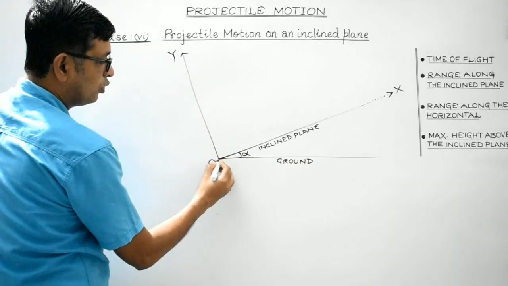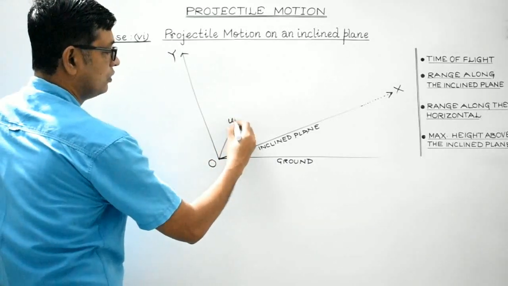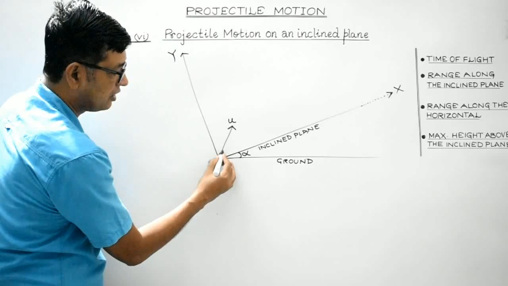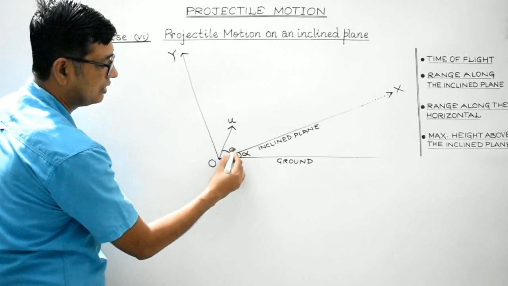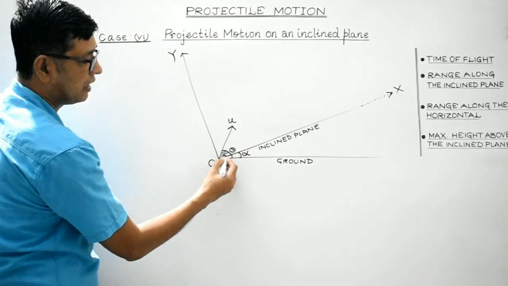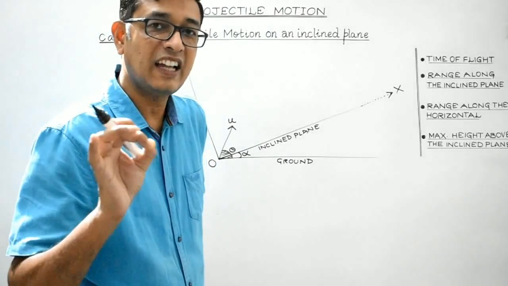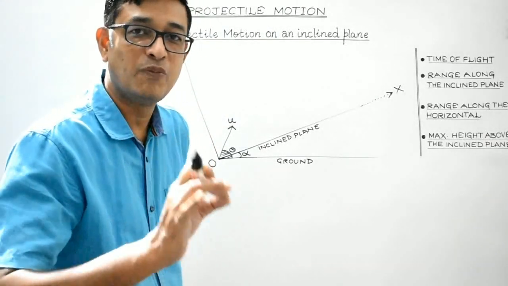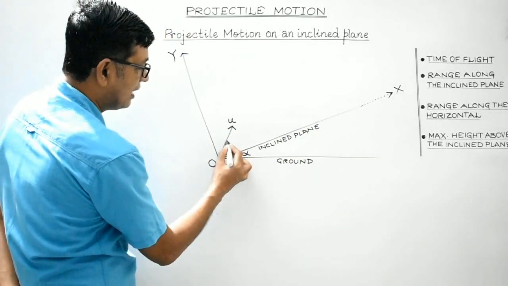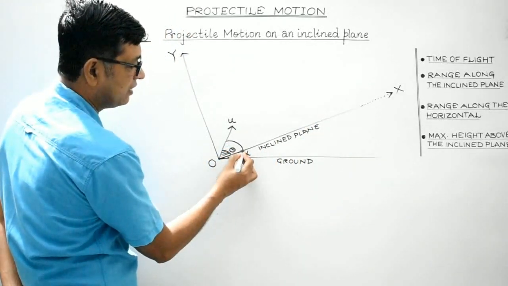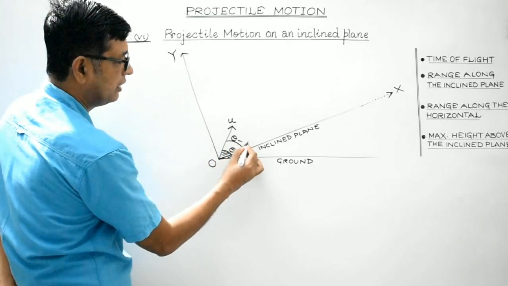Now from point O, a body is projected, say with velocity u, making an angle theta with the ground. This entire angle is theta. So students, theta is the angle which the direction of motion of the projectile makes with the ground. So what will be the angle which it makes with the inclined plane then? It will be theta minus alpha.